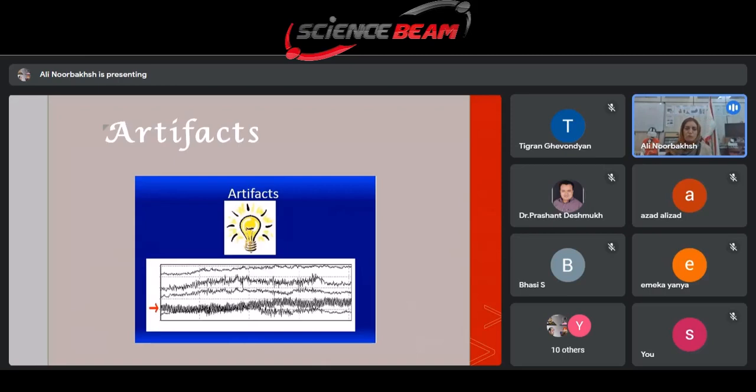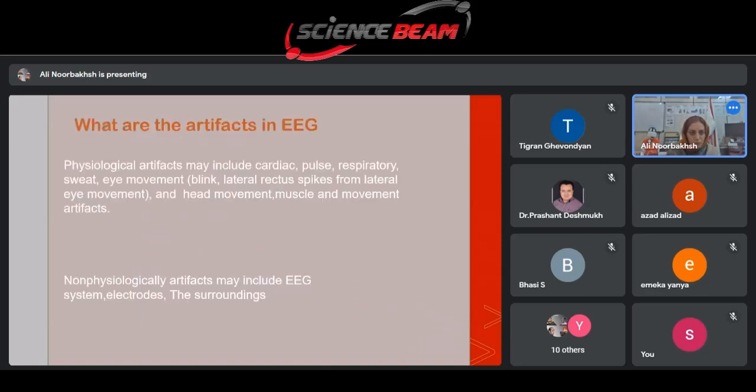Artifacts are signals recorded by EEG, you know that, but not generated by the brain. What are the artifacts in EEG? We have two different types of artifacts: physiological artifact and non-physiological artifact.